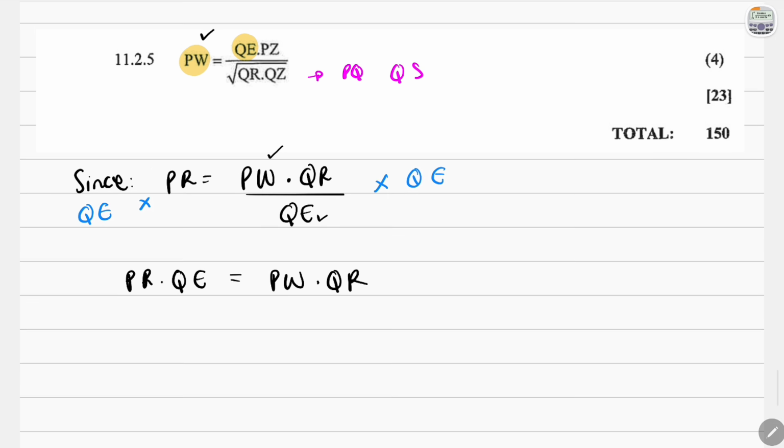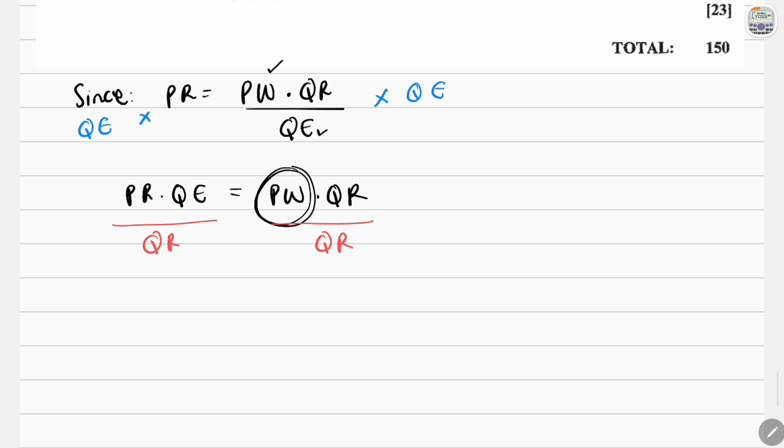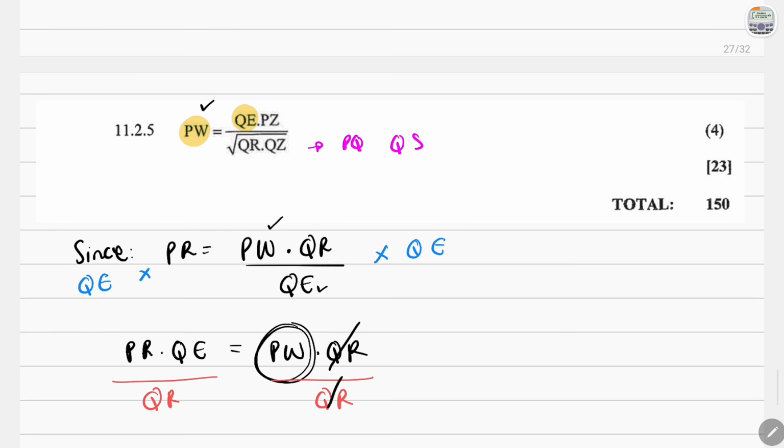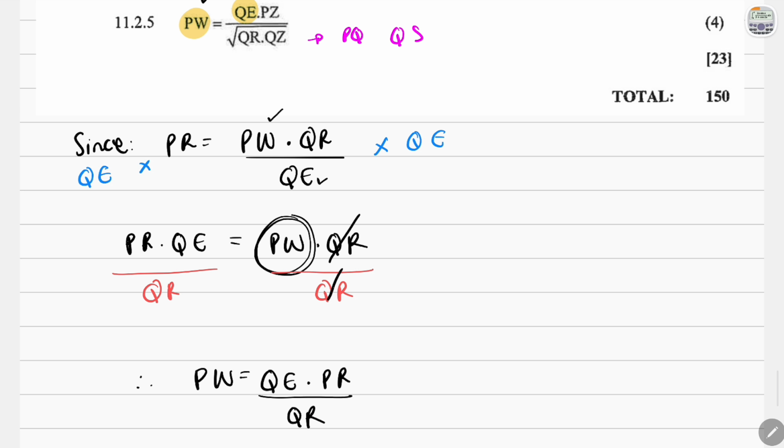And so what they did is they left PW on one side. Okay, so I'm going to leave this here. And so what it means is that QR needs to go. So to get rid of QR, because it's multiplying PW, we would need to divide. So divide both sides by QR and QR. Okay, so that cancels here. And now what we have is PW is equal to QE multiplied by PR over QR. Okay, so since we already knew this, which was already proven, I'll just remove those now. So this was already proven.